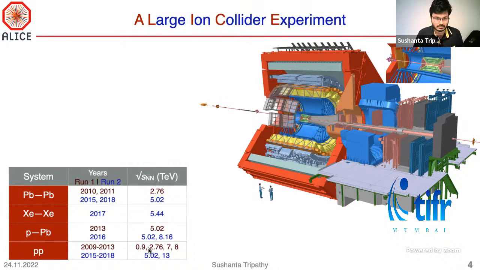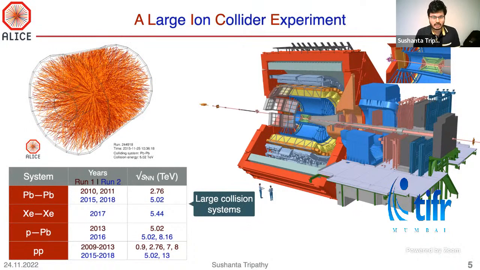For pp collisions, energies range from 0.9 TeV to 13 TeV, for lead-lead 2.76 and 5.02 TeV, for xenon-xenon 5.44 TeV, and for p-lead 5.02 and 8.16 TeV. For Run 3, which is currently ongoing, we have pp collisions at 13.6 TeV and lead-lead collisions at up to 5.36 TeV. In the course of my talk, I will refer to large collision systems as lead-lead and xenon-xenon collisions, and small collision systems as p-lead and pp collisions.